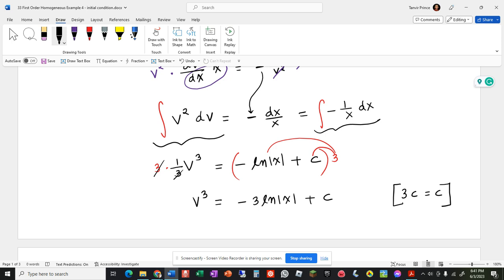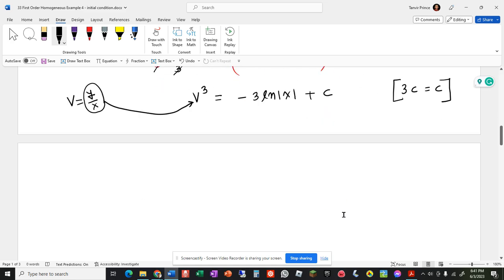Okay, at this point, let's substitute back. Remember, v is equal to y over x, so don't forget that. So let's substitute this back in place of v. So I get (y over x) cubed equal to -3 ln x plus c.